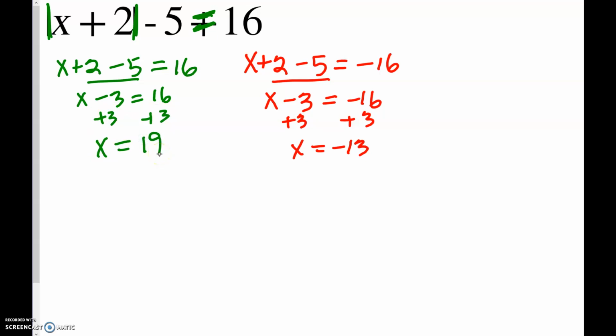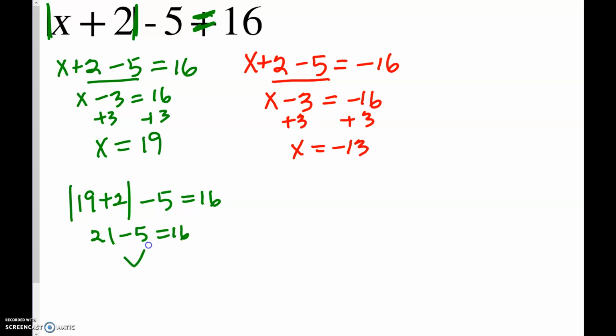All right, let's go back to the beginning and plug in this 19 for x. So we'd have the absolute value of 19 plus 2, minus 5. Does that equal 16? Well, 19 plus 2 is 21, and the absolute value of 21 is 21. So 21 minus 5 is 16. Check. Yes, that works.